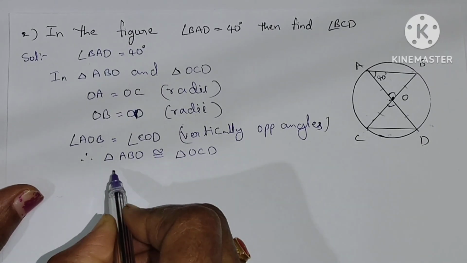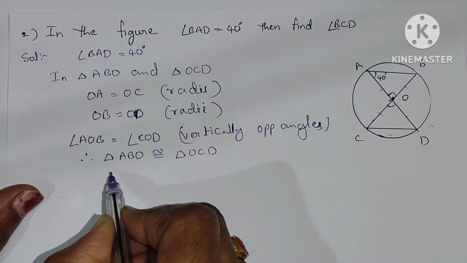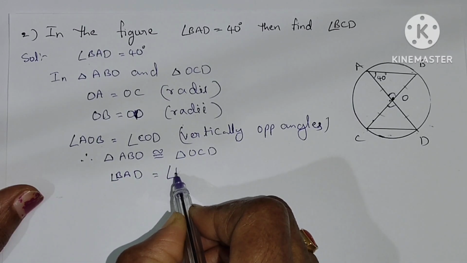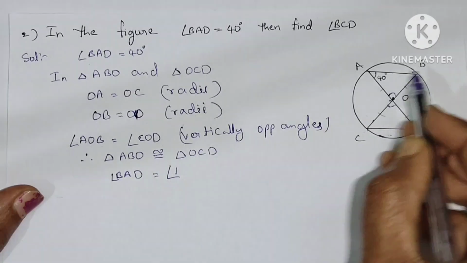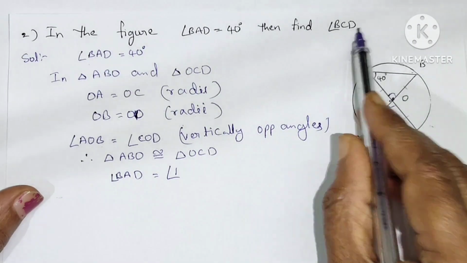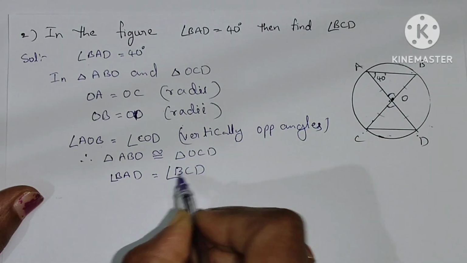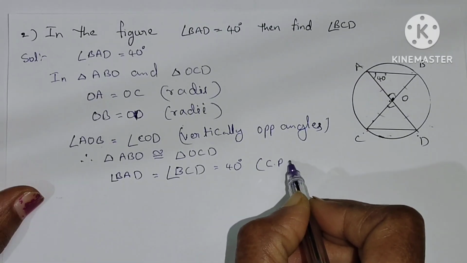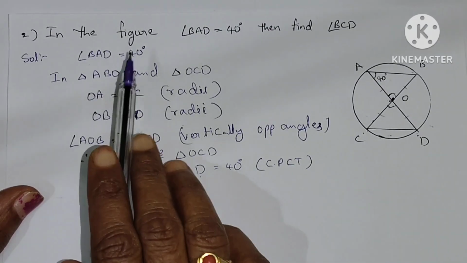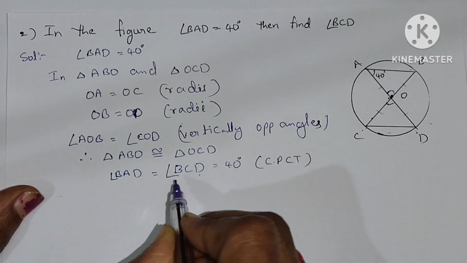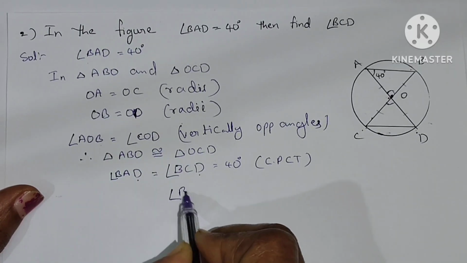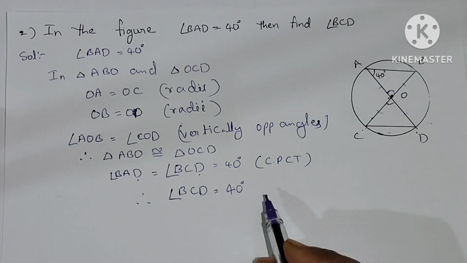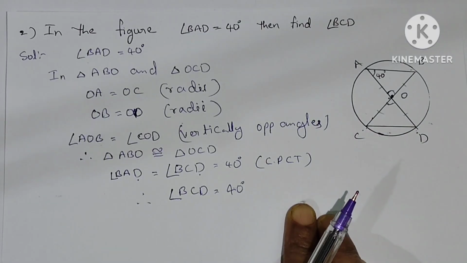These two are congruent, which means angle BAD equal to angle BCD. These two are equal because corresponding parts of congruent triangles are equal. In the question, angle BAD equal to 40 degrees. So angle BCD equal to 40 degrees. Here, asked for angle BCD, equal to 40 degrees. So this is the second one, solution.